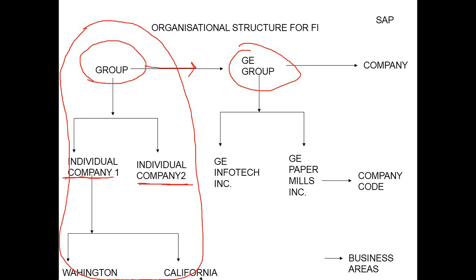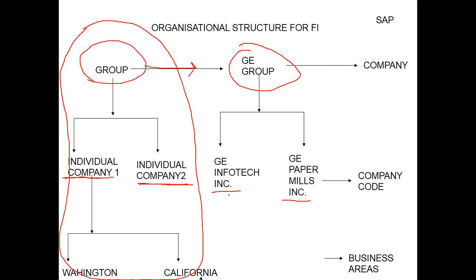GE group of companies. Now, under the GE group, you have some number of individual companies like GE Infotech Incorporation, GE Paper Mills Incorporation, GE Real Estate Incorporation, GE Technologies Incorporation. Like that, a GE group may have any number of individual companies.